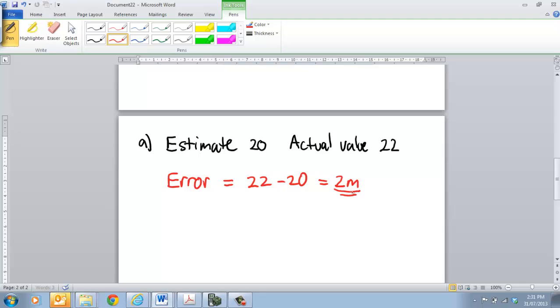Now that is quite a big error when you're looking at that sort of distance. Obviously if you're looking at a distance over thousands of metres, that probably would be okay.